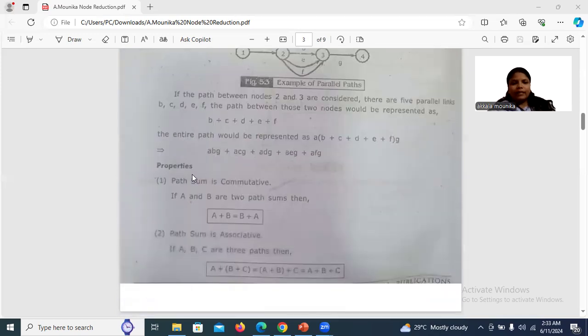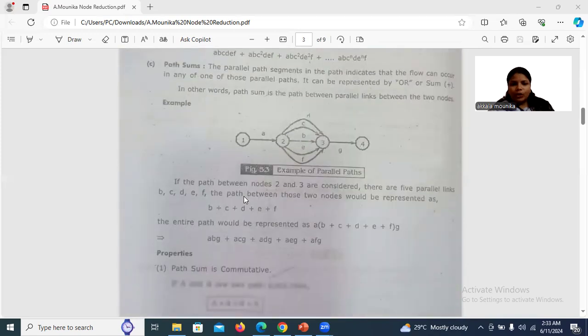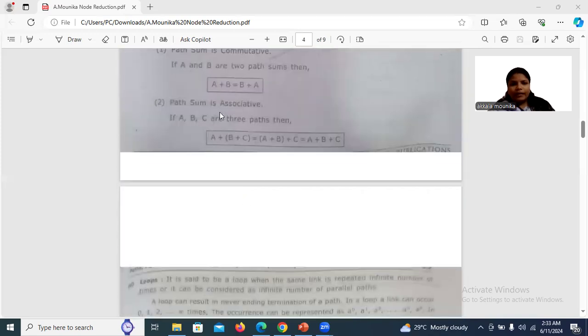Next, what are the properties here? The path sum is commutative, whereas here the product is not commutative. Okay. Next, it is also associative. That means the combination of A plus B plus C is equal to A plus B plus C, and A plus B plus C. All of these become the same.